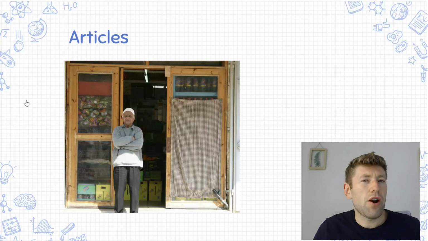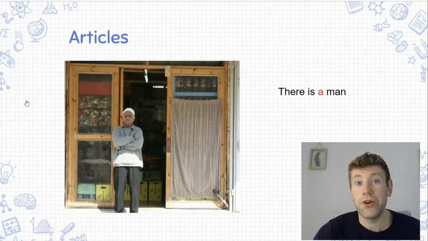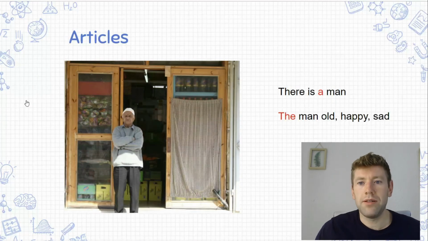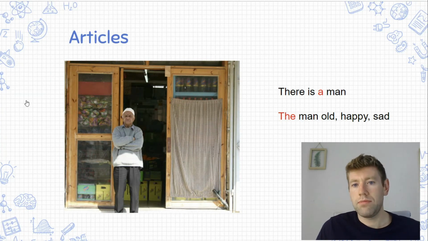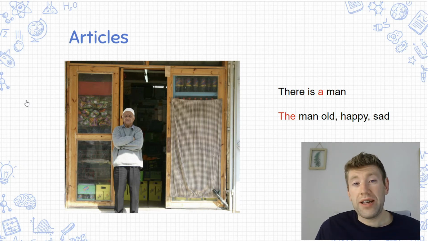So we'll start off looking at articles. So what can you see in this photo? If you were describing it, the first thing you'd probably say is, well, there's a man. Yeah, and then if you wanted to go a bit deeper, you could probably say, well, the man is old or happy or sad or any of these things. Well, these things, the a and the, are called articles.